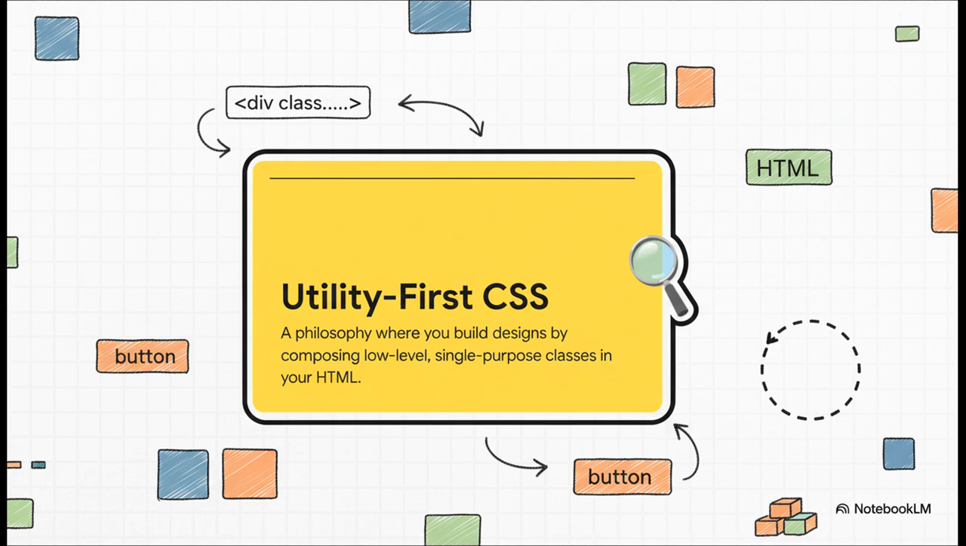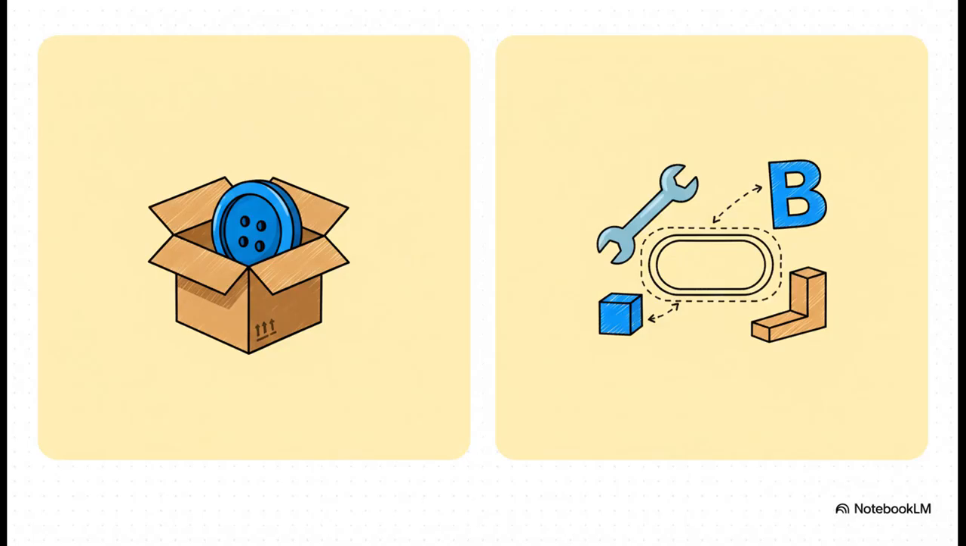So instead of grabbing a pre-made .card class, you build the card yourself with utilities like p-4 for padding, rounded-lg for the corners, and shadow-md for, well, the shadow. And this slide just lays out the difference perfectly.